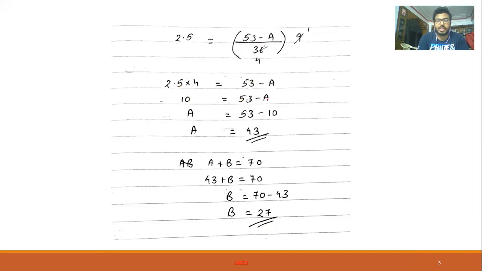53 minus A. This minus A we are taking to this side, that will become what? Plus A. And plus 10, when you take it to the other side, what will come? Minus 10. So A is equal to 53 minus 10, then A is equal to 43.